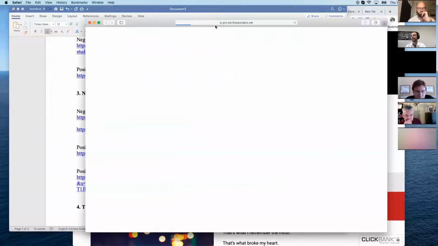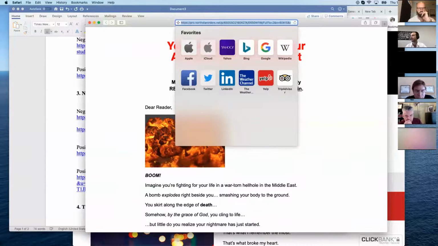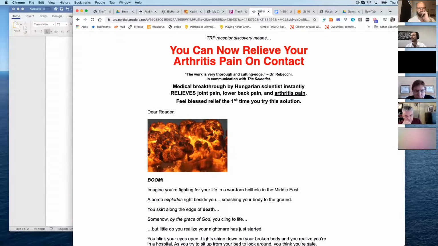And then there's another example. Oh my God, I hate this computer right now. I'm not sure if I have it up or not. Oh yeah, this is an arthritis one that I just found. But check this one out, right?